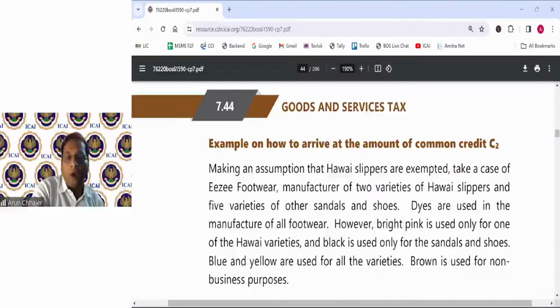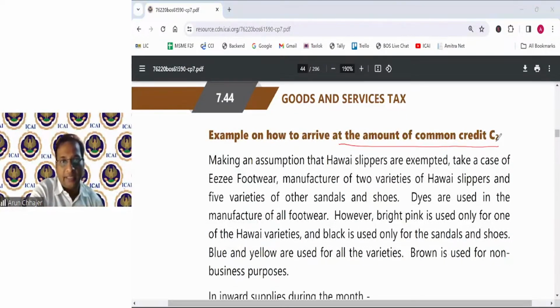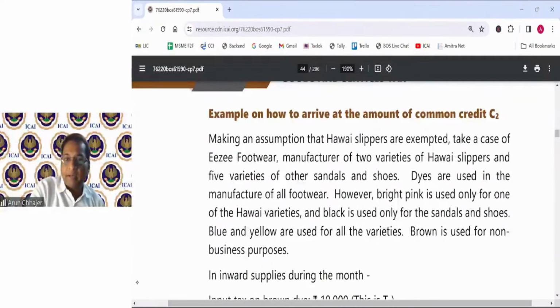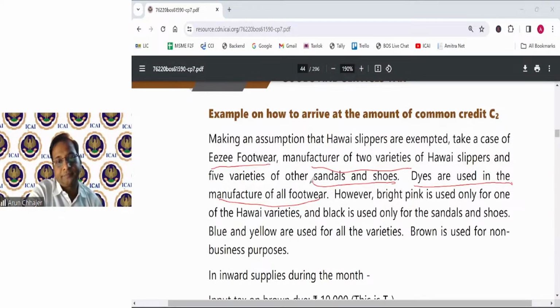Example on how to arrive at the amount of the common credit C2. Making an assumption that Hawaii slippers are exempted. Take a case of Easy Footwear, which manufactures 2 varieties of Hawaii slipper and 5 varieties of sandals and shoes. Dyes are used in the manufacturing of all the footwear.